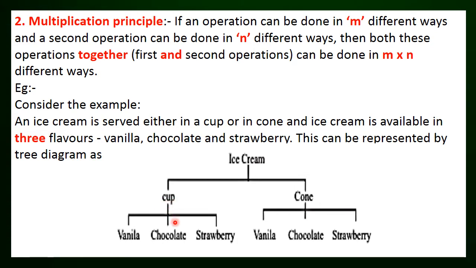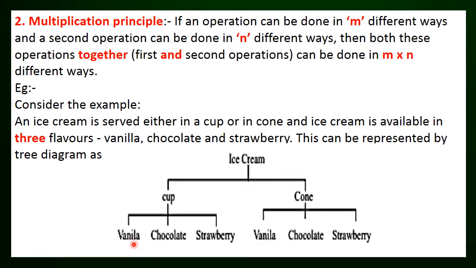And for each of cup or cone, again there are three flavors. So vanilla can be served in a cup, or chocolate can be served in a cup, or strawberry can be served in a cup. Again in the case of cone also there are the same three flavors. So two operations are done together, that is serving the ice cream in cup or cone, and the three different flavors. So anyone can choose both these operations together in 3 into 2 different ways, that is 6 different ways.